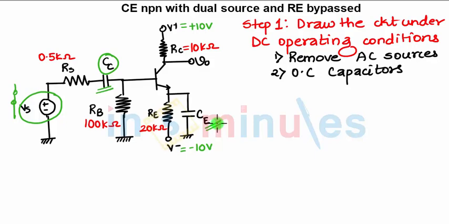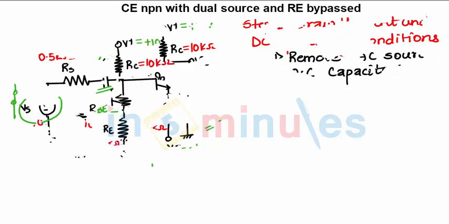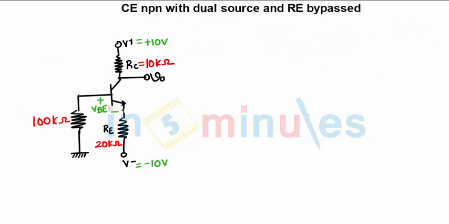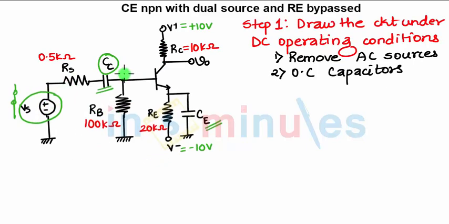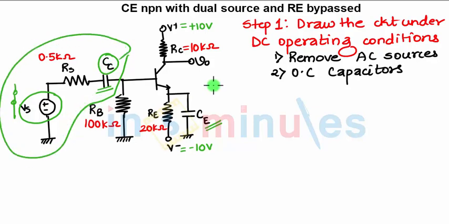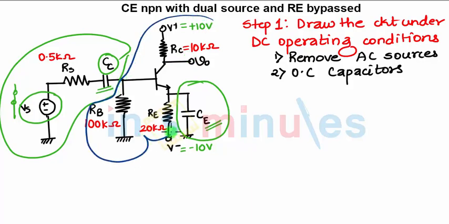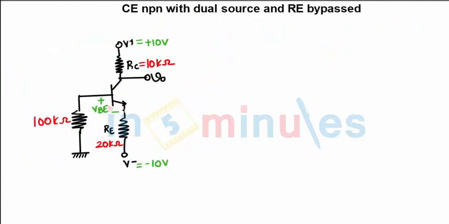So how will your circuit look under DC operating conditions? Like this. When you are open circuiting, this part will be removed from the circuit. When you are open circuiting, this will go from the circuit. And if you have a capacitor over here, this part would have also gone out of the circuit. So you are left with this much part of the circuit for DC analysis, which is drawn over here.